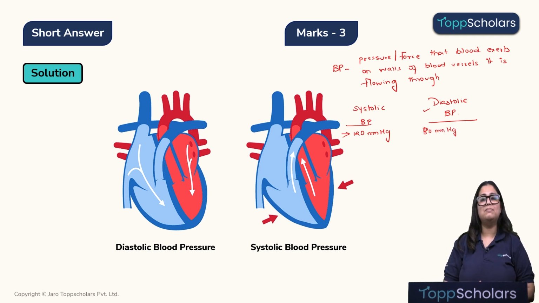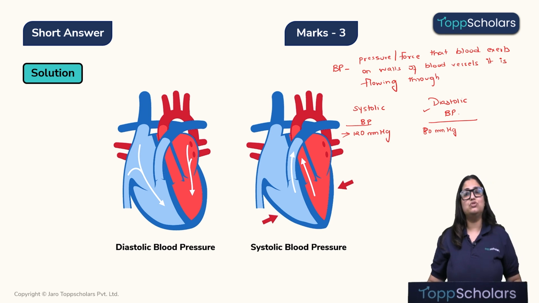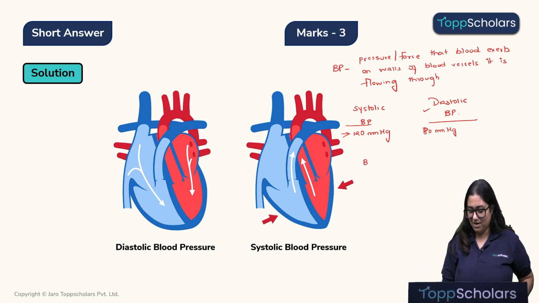So, systolic blood pressure refers to the pressure which is applied by the heart during the contraction of the heart, and diastolic blood pressure is the pressure which we see when the heart is in a relaxed state. Therefore, our blood pressure is 120 by 80 mmHg, where the higher number stands for systolic blood pressure and the lower number stands for diastolic blood pressure.